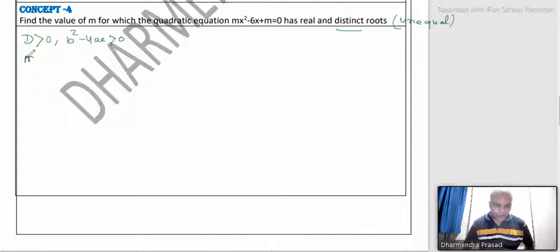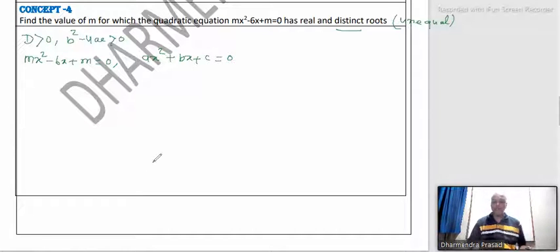What is the question here? The question is mx square minus 6x plus m is equal to 0. And the general equation is what? General equation is ax square plus bx plus c is equal to 0. Every time we have to compare with the general equation to find the values of a, b and c. Here a is equal to m, b is equal to minus 6 and c is equal to again m.